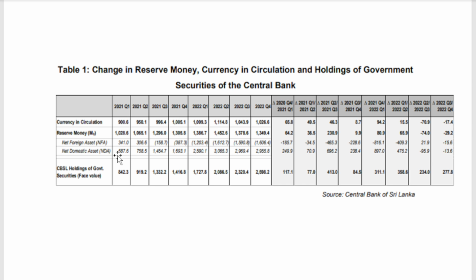Here in the first quarter of 2021 it was somewhere around 687. However, when it comes to fourth quarter of 2022, it has increased to 2955. So we can see the declining of net foreign assets correspondingly as per this table, and also corresponding increase of government securities also depicted here. That means central bank holding of government securities have been increased drastically during this period.